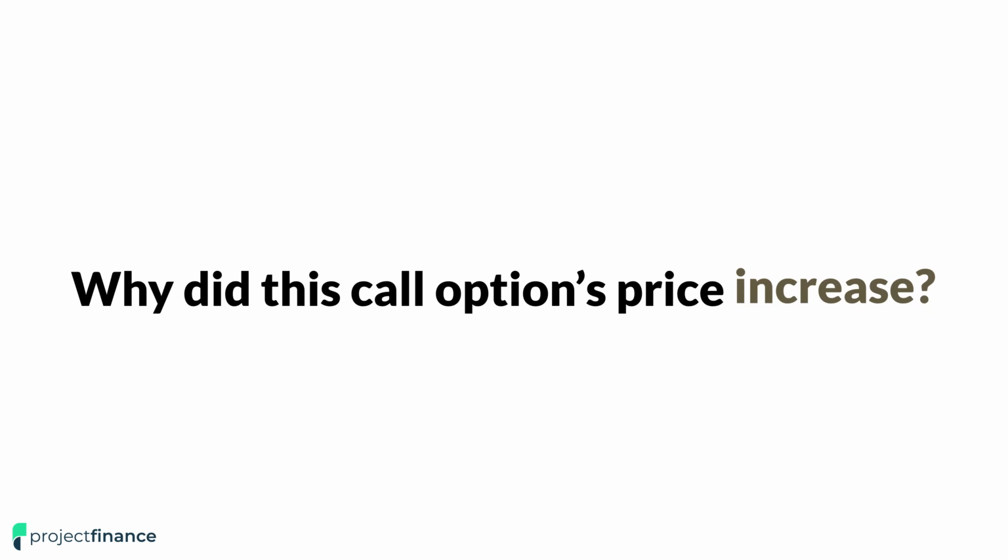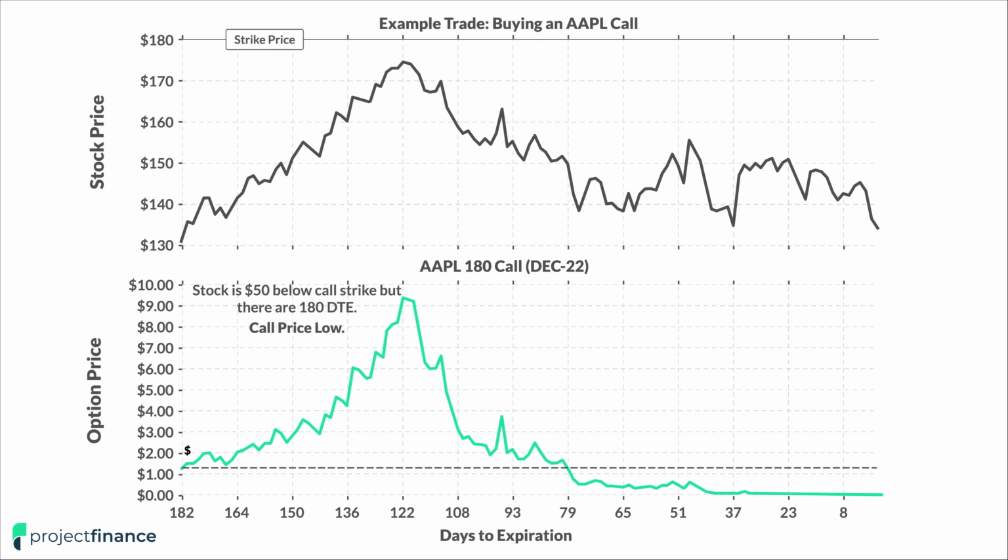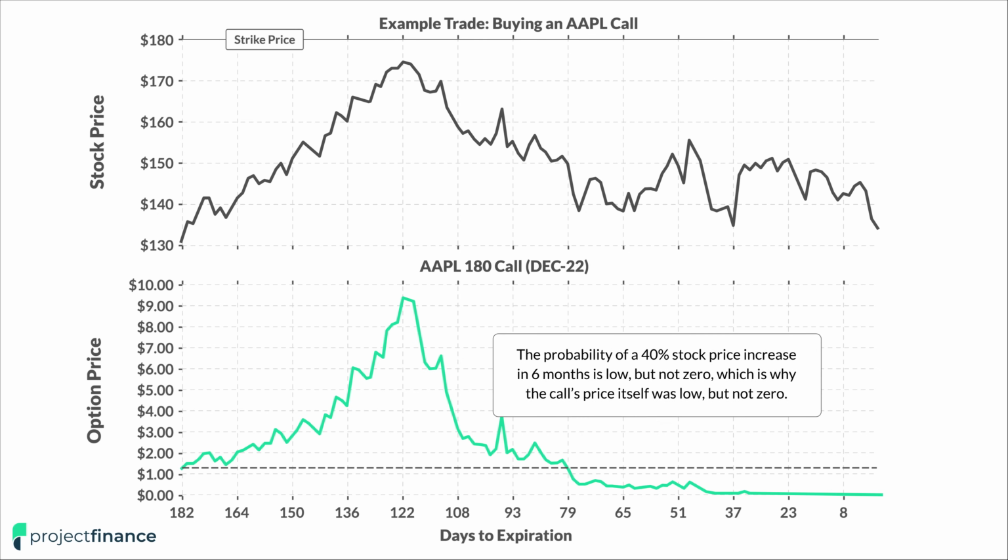So the question is, why did this call option's price increase? First, the stock price was $50 below the strike price of $180 at the beginning of the period. But with 182 days to expiration, there was lots of time for Apple to potentially get above $180 and provide the call with intrinsic value. The probability of a 40% stock price increase in 6 months is low, but not zero, which is why the call's price itself was low, but also not zero.